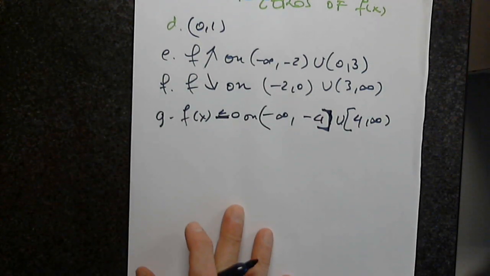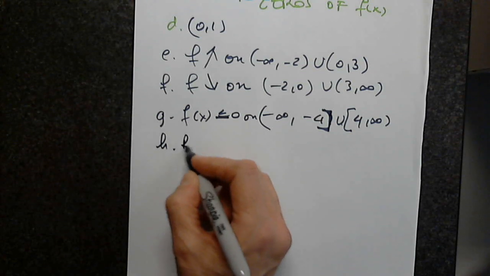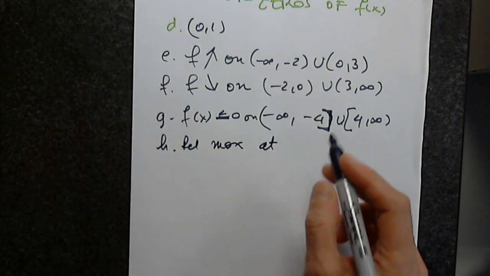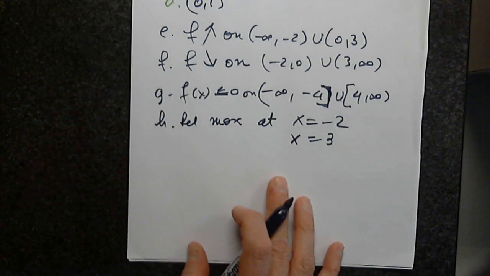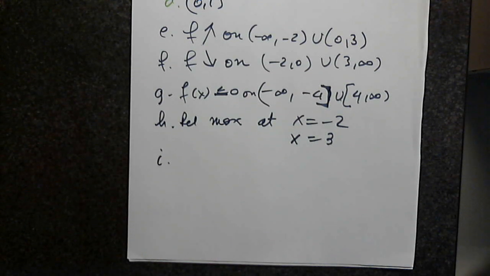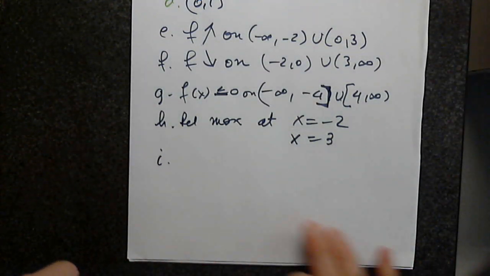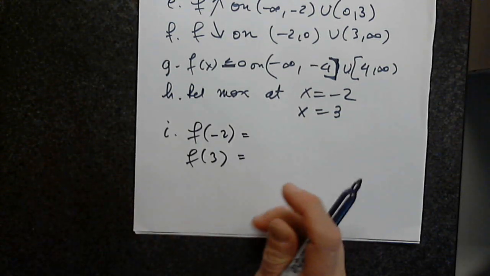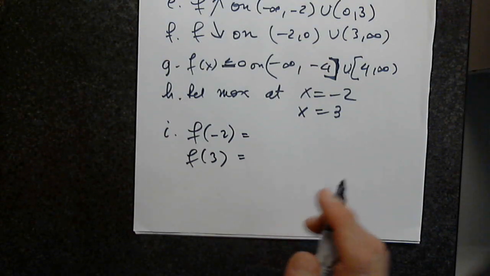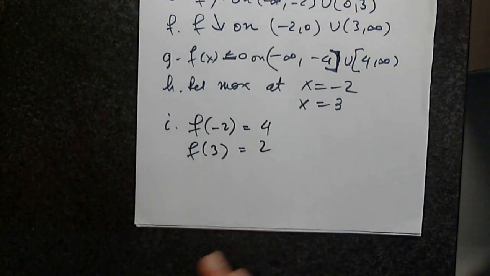The numbers at which f of x has a relative max. Relative max found at x equals -2 and at x equals 3. Find the relative max. The relative max is the y value. So I will write f of -2 and f of 3. And you told me f of -2, where was it? -2 was 4, and this was 2. So when I'm asked to find the relative max, I'm asked to find the y value. When I'm asked to find where, or the values of x, I'm asked the position.